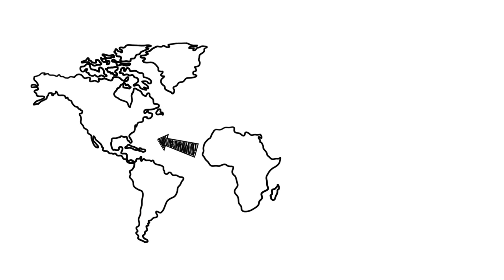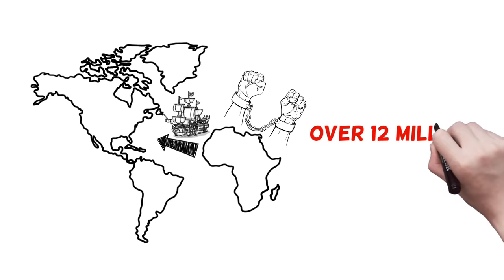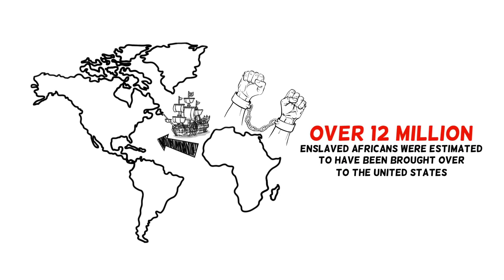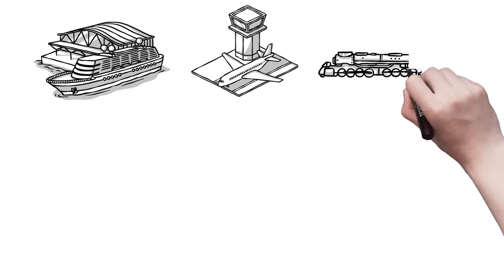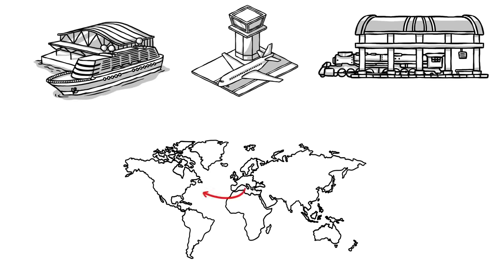Enslaved people from Africa soon made up a large portion of the colonial population, particularly in the British colonies. Over 12 million enslaved Africans were estimated to have been brought over to the area that is now the United States. Voluntary immigration continued to be a large factor in the population growth of the United States. Immigrants came from Western Europe first, then Southern and Eastern Europe, as well as Asia.